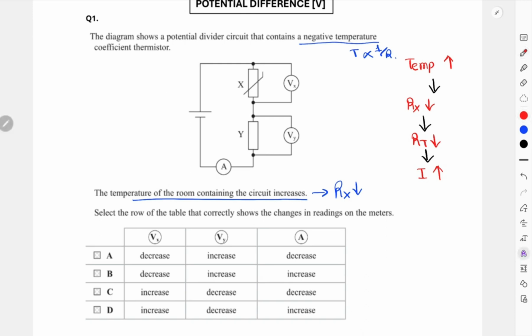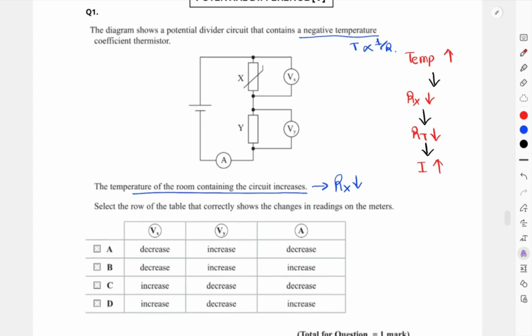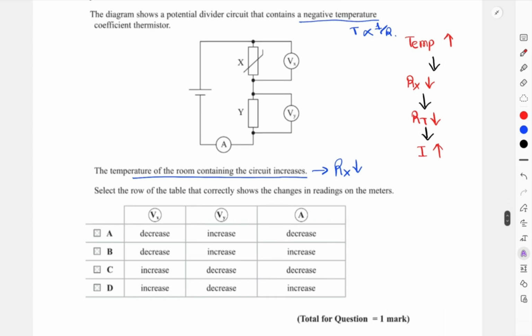Since Rx is decreasing, right? Resistance for the component X is decreasing. That means voltage occupied by X component would also decrease. That means more voltage will now be available for component Y. So that means Vy will increase, Vx will decrease, and the total current among this entire circuit will increase, right?